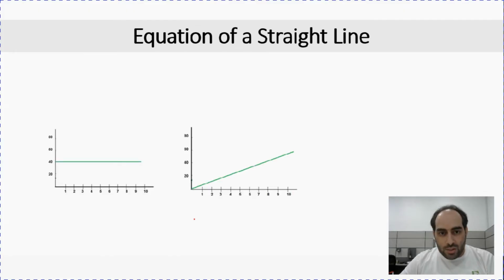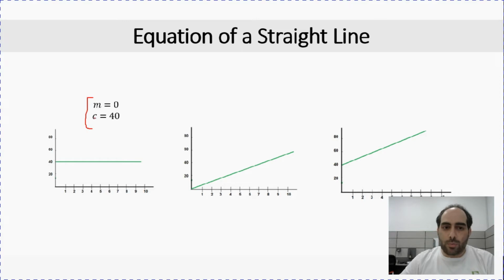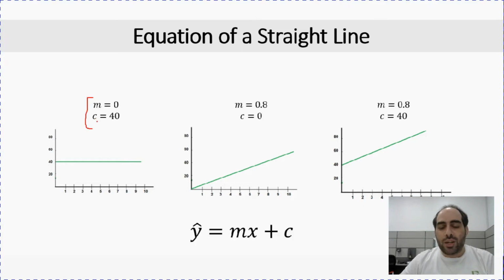So here I just want to show how choosing M and C, which are the slope and the intercept, can change the position of the line. For the first one, what do we have? We have the slope equal to 0. So you can see that the line is positioned horizontally. And C is equal to 40. That's why it is crossing the y-axis at 40 as a value.